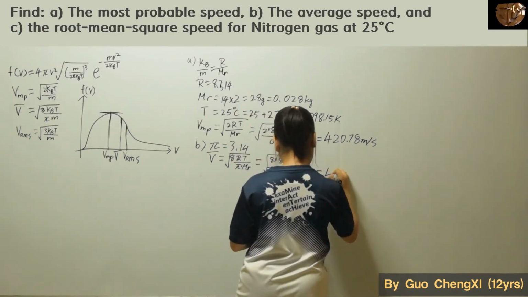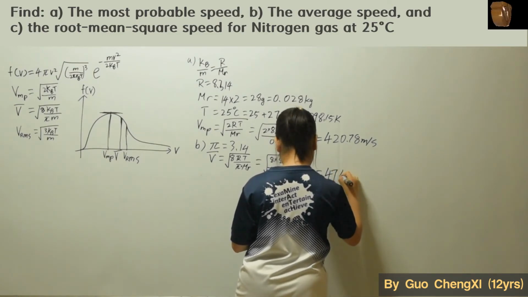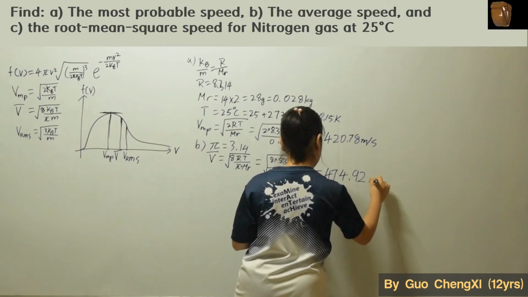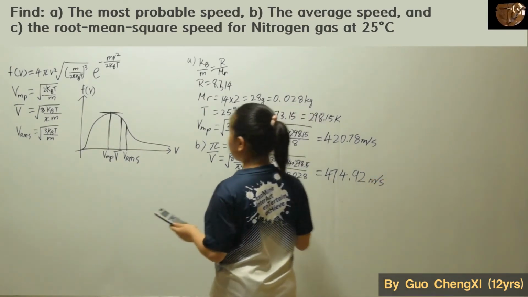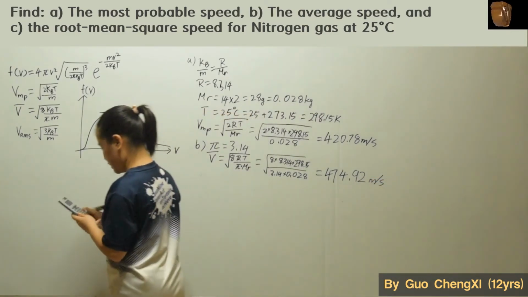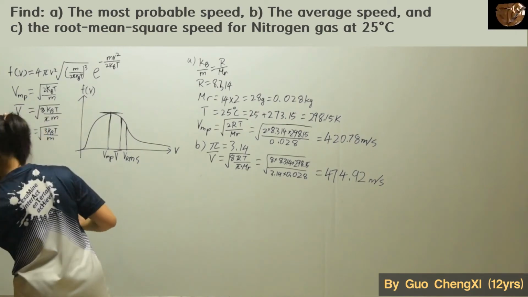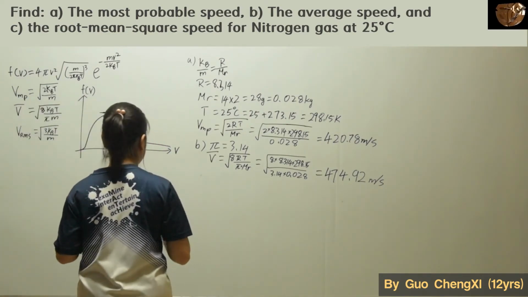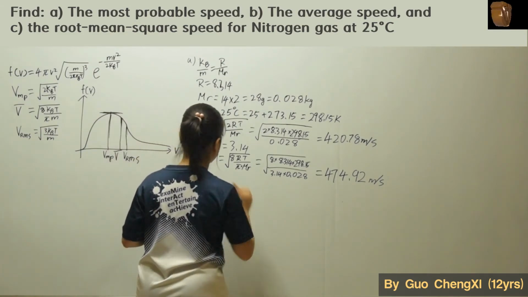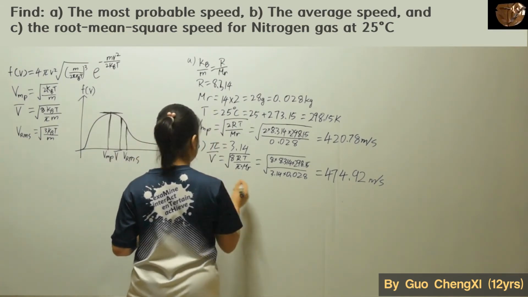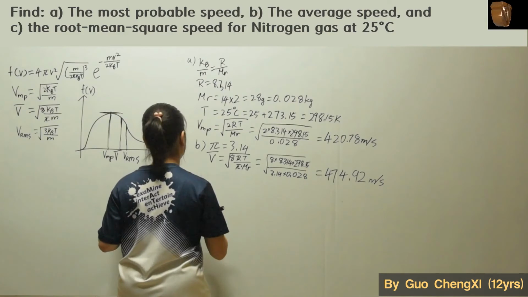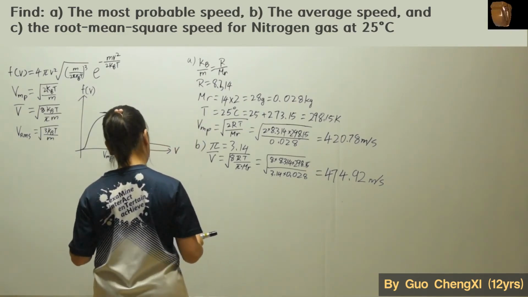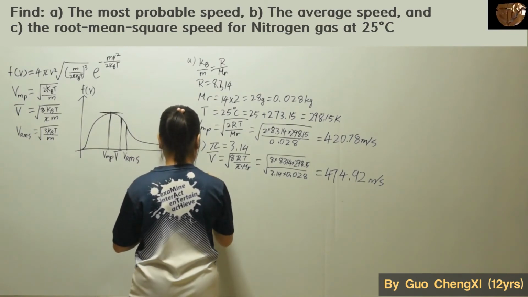Okay, so what we get is 474.92 meters per second. So in physics, and also in physical chemistry, the units are very important, so you need to always know the units because the unit can change the result a lot. Like if you just change meter to kilometer or centimeter, there's going to be a lot of change.